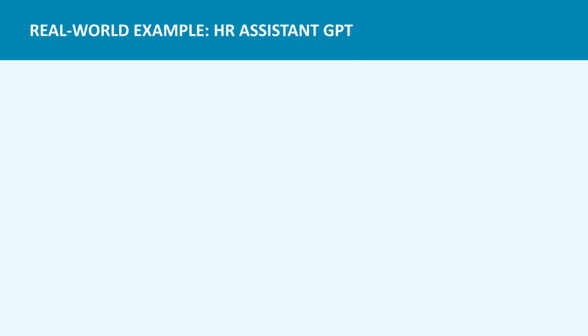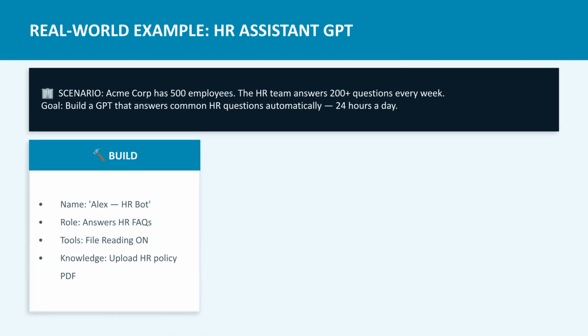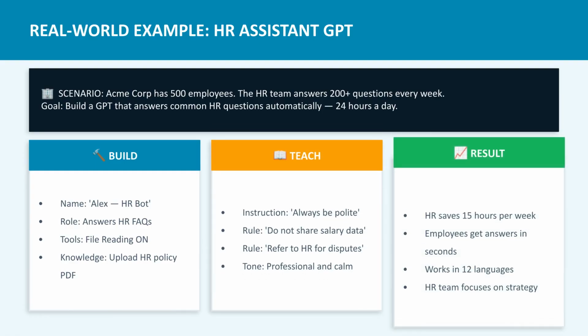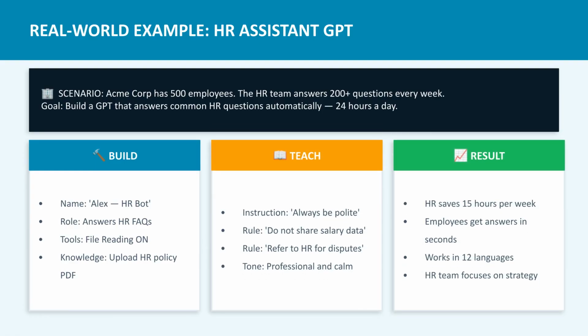Consider the HR assistant example. Acme Corp built Alex HR Bot to answer employee FAQs 24/7. They uploaded the HR policy PDF and gave clear rules. The result: HR saves 15 hours per week, employees get instant answers, and the HR team can focus on strategy. Any team can achieve this with clear instructions and 30 minutes of setup.